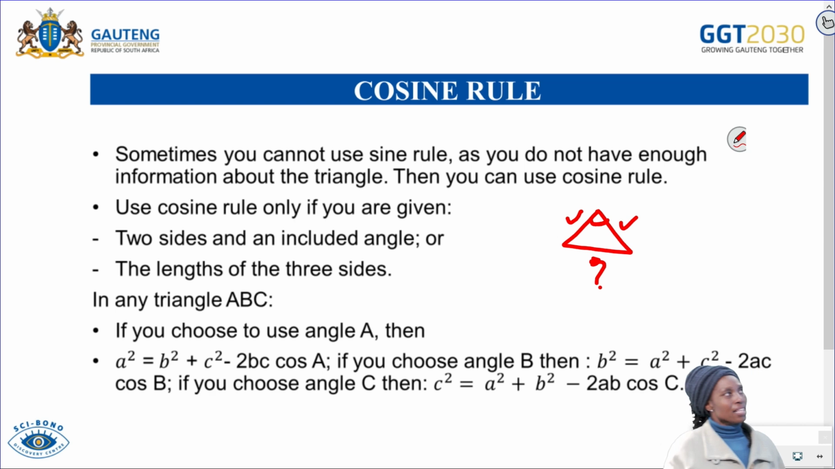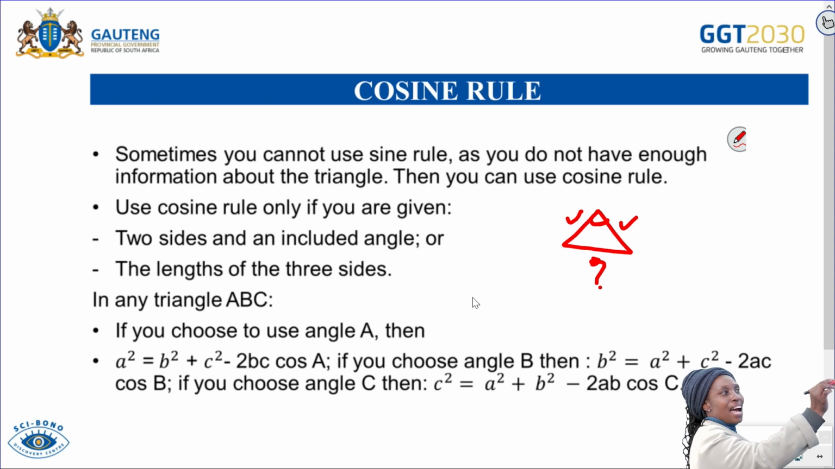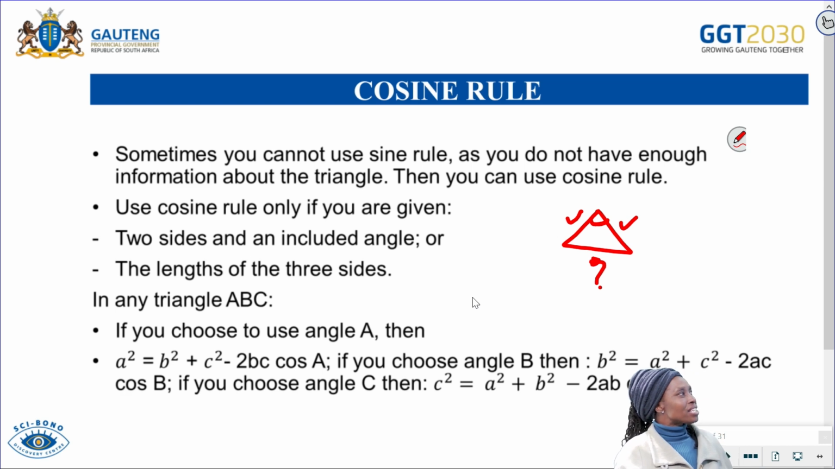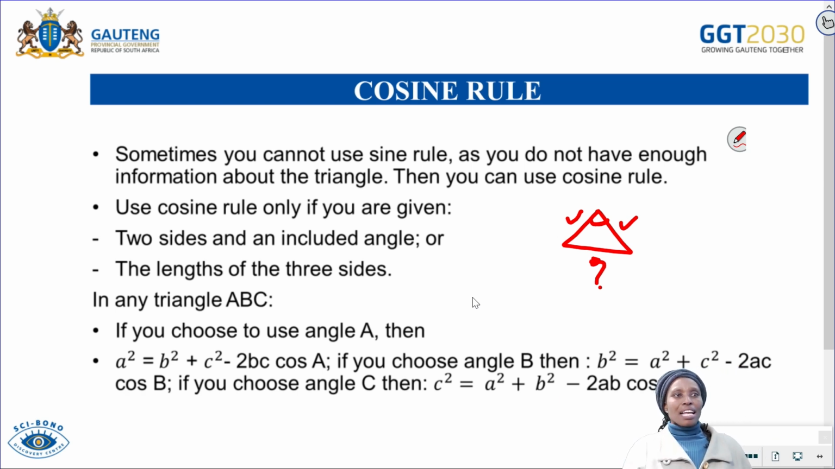This side is the one that I'm looking for. And you will notice that for the side you are looking for, the angle is given, meaning when you are writing your formula, you will start with the side and end with the angle of the opposite side. That's why we say you use the cosine rule only if two sides and an included angle are given, or the lengths of all three sides are given.